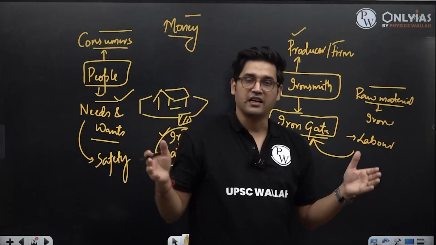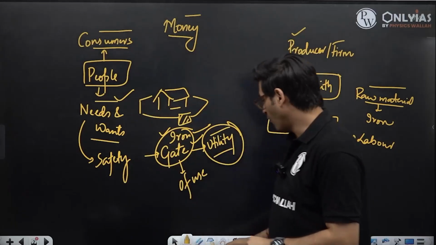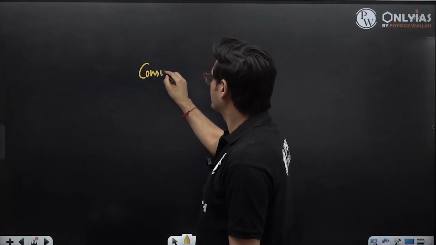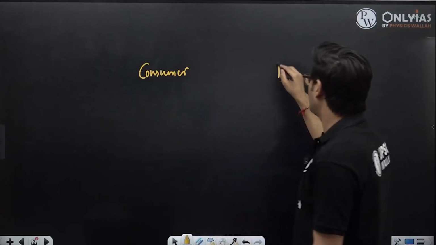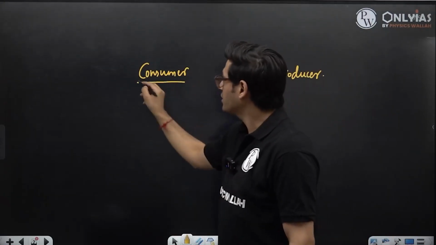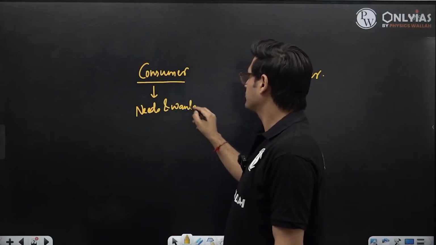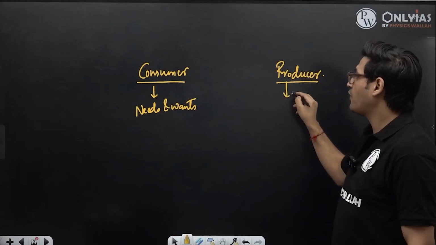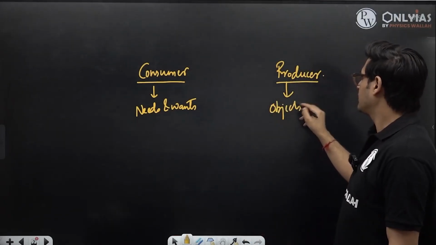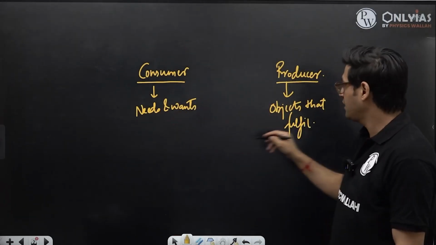That means an economy has definitely two types of agents. One agent is a consumer, and the other agent is a producer. Consumer has needs and wants. Producer transforms natural resources into objects that fulfill these needs and wants.